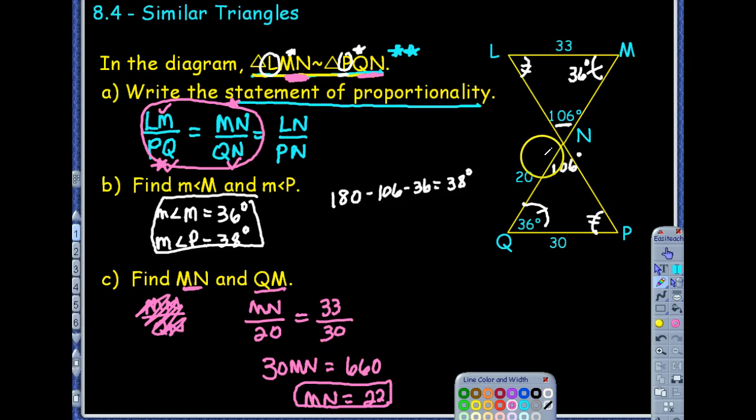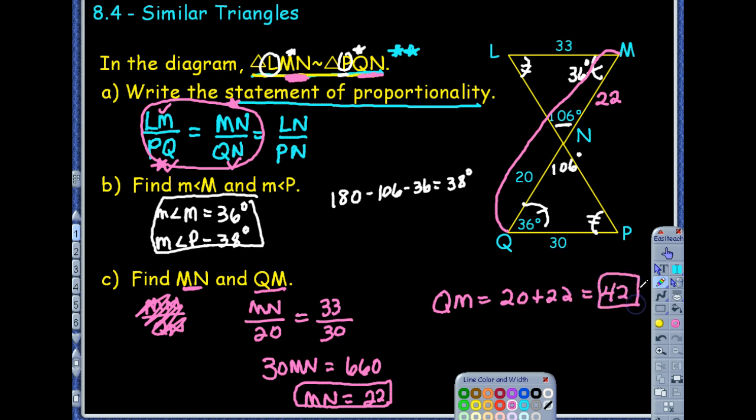All right, so let's move on. QM, that's the whole segment, this whole entire thing. We just found MN, so let's label that as 22. And using the segment addition postulate, I can just add those two pieces together, the 20 and the 22. So it's going to be 42. That was just a refresher from early last semester.